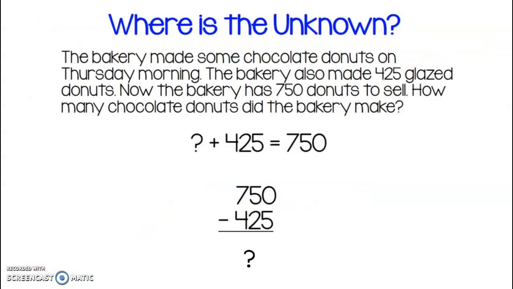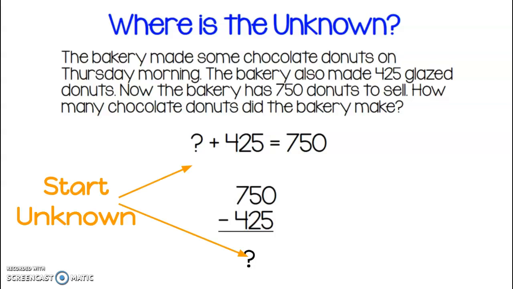In this situation, we know the total number of donuts made and we know about one part, the glazed donuts. If we know about the total and one part, how can I find the missing part? In order to find the missing part, the number of chocolate donuts made by the bakery, I need to subtract the number of glazed donuts from the total number of donuts. This will give me the number of chocolate donuts made by the bakery, which is our start unknown. So we had to use subtraction in order to find our answer to our addition problem.